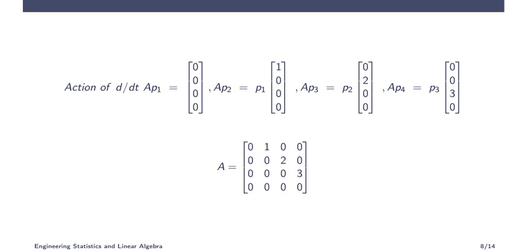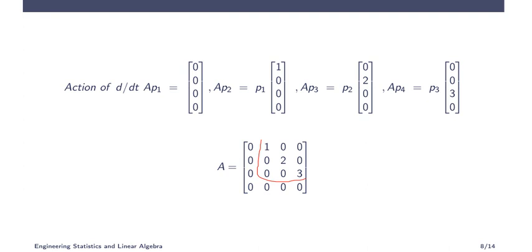Now I can write the matrix A. A is 0 1 0 0, 0 0 2 0, 0 0 0 3, and all elements are 0 in the last row. Actually it is 3-dimensional because only the pivot elements come in these 3 rows. So after differentiation a 4-dimensional space becomes a 3-dimensional space, right? We will verify how this helps on any polynomial.